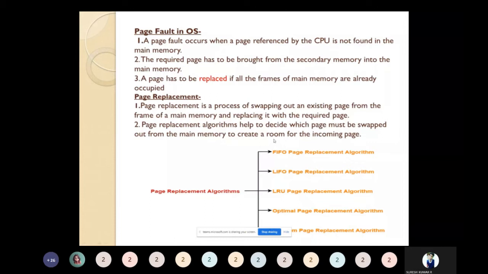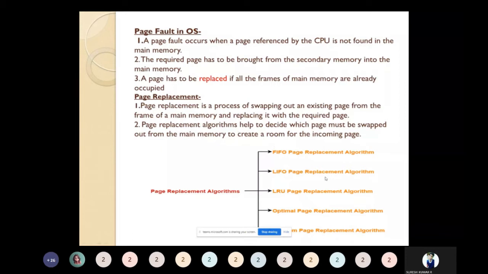The algorithm decides which page must be swapped out of main memory to create room for the incoming page. So first understand page fault: there is no page in your main memory, so we add pages from the secondary memory. The swapping is done in the concept of page replacement, between main memory and secondary memory, and it is done by the page replacement algorithm.